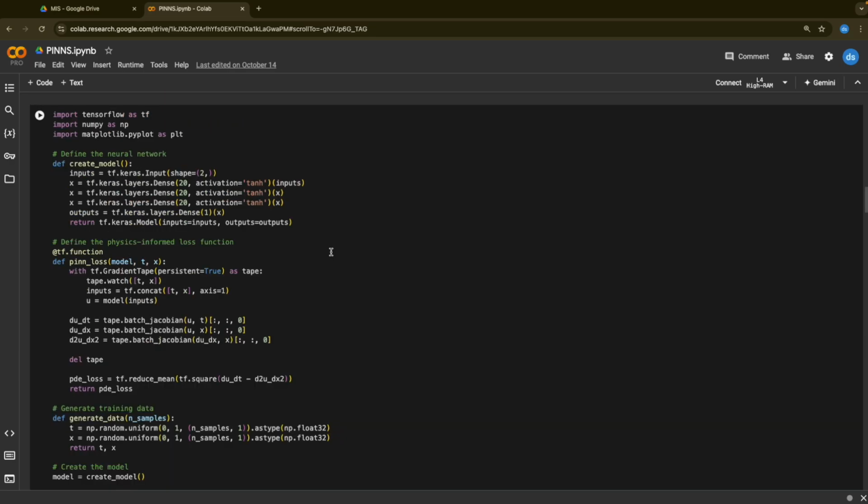That's how simply you can inform your neural network about loss functions which are from partial derivative equations, and you can solve it out. So I hope that you got to learn a lot from this video.